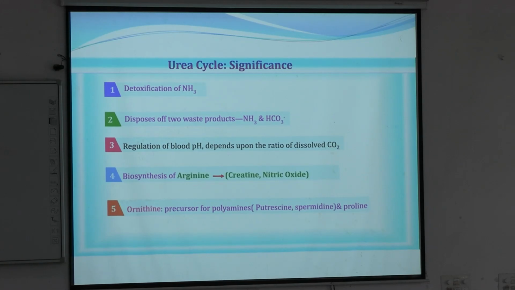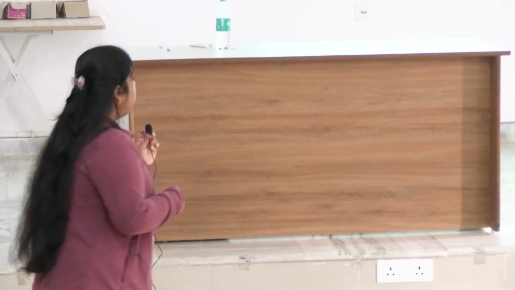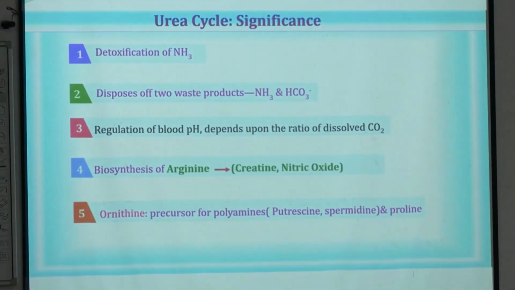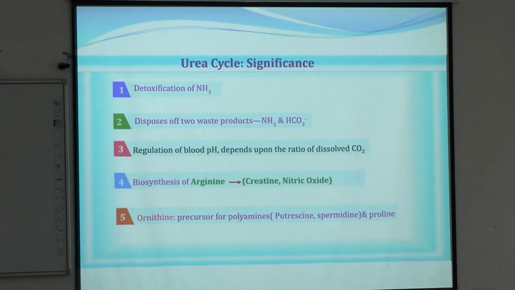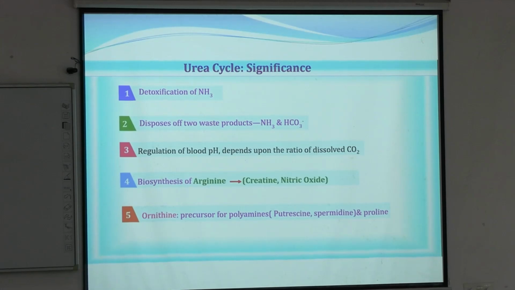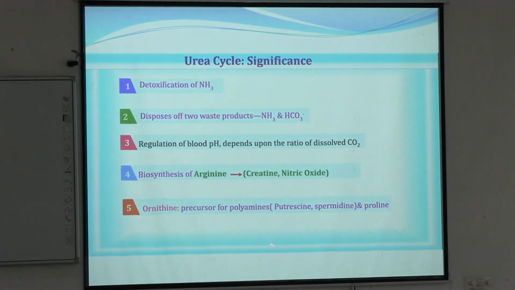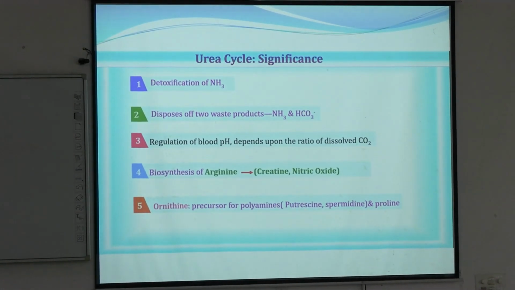Fourth is biosynthesis of arginine. Why is arginine important? Because we will study in glycine metabolism also that arginine is important for creatine synthesis. Creatine is an important product for our muscle, and that is why arginine to creatine production is also important. And also ornithine production is going on in the urea cycle, and ornithine is an important precursor for polyamines. These are putrescine, spermidine, spermine, these are polyamines.